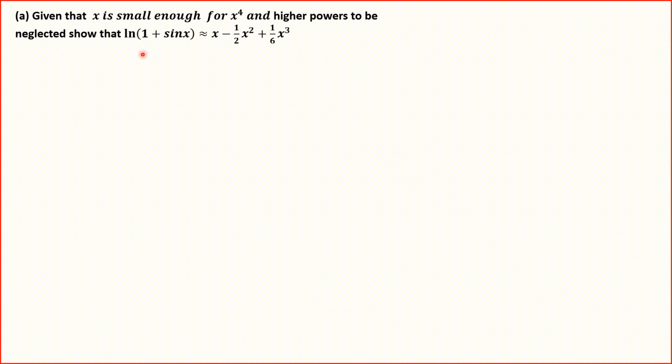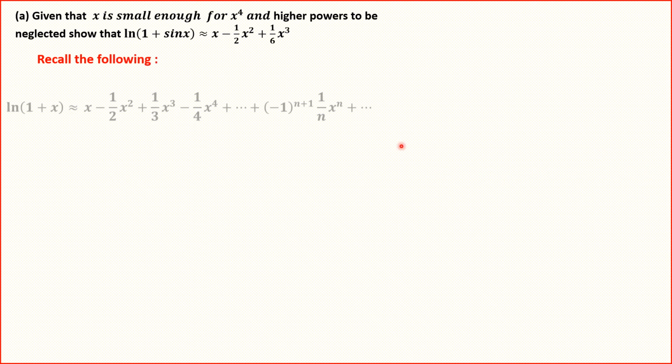So the first part, as we have been asked, is to show that the ln of 1 plus sine x is equal to x minus a half x squared plus 1 over 6 x cubed. So we begin with this. We are going to use some standard expansions here. We have to recall the following expansion.